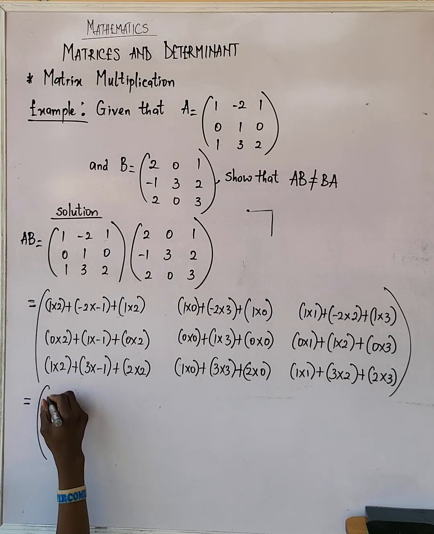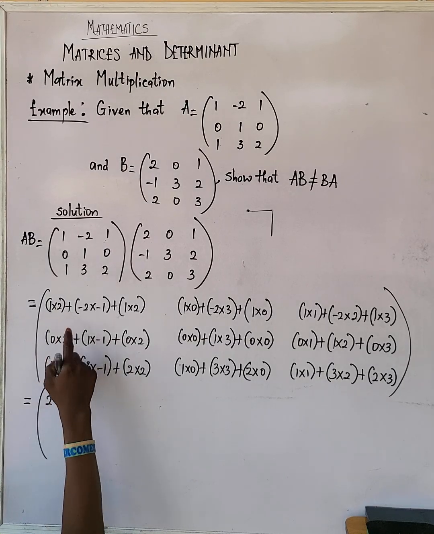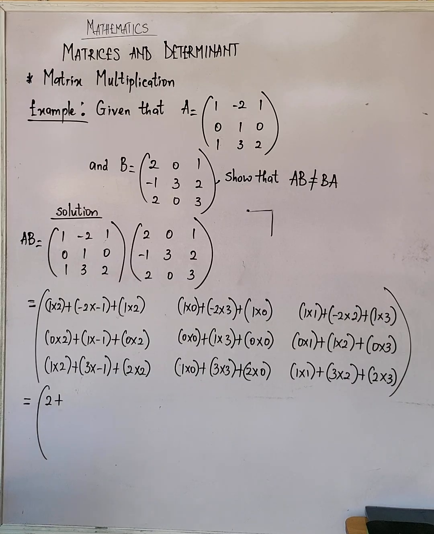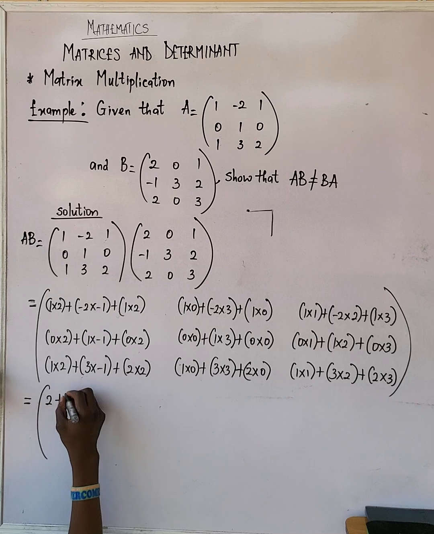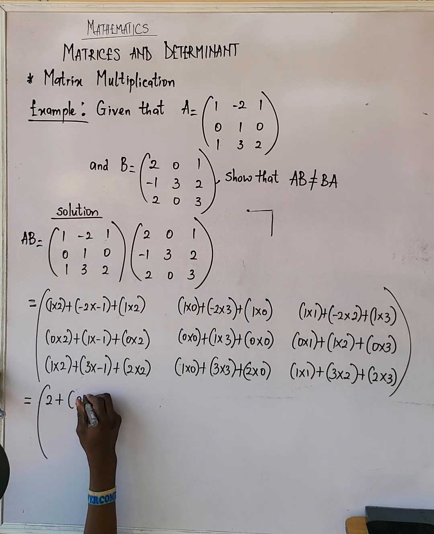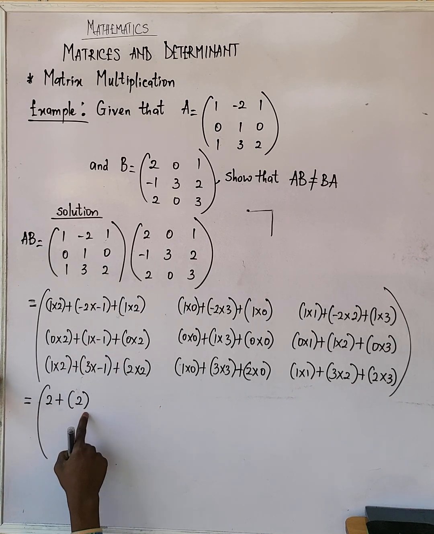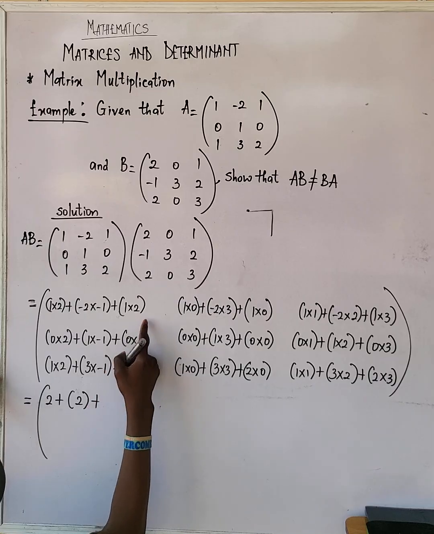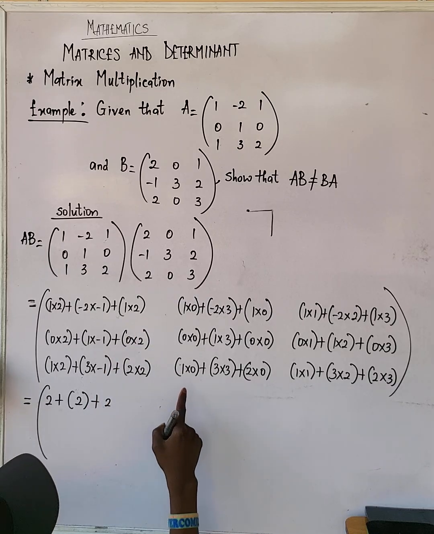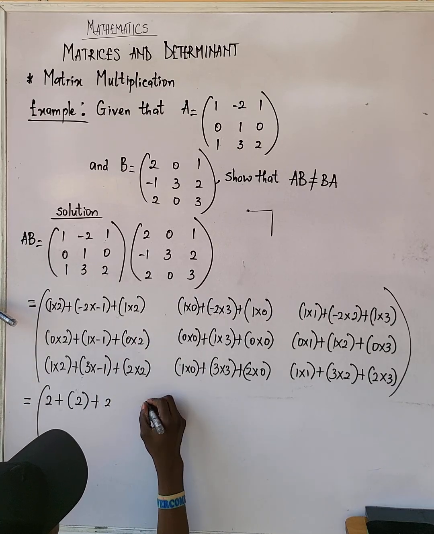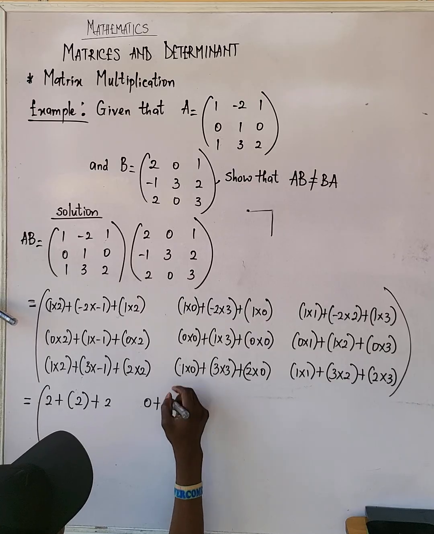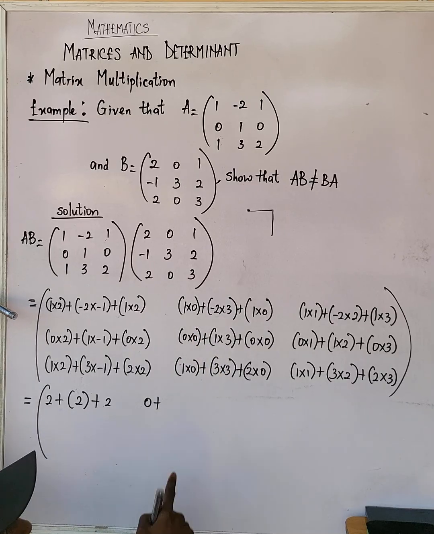So 1 multiplied by 2 is what? 2. Then we put this plus. Let's do step by step. Plus minus 2 multiplied by minus 1. That's 2, right? Minus 2 multiplied by minus 1 will give us plus 2. Then plus 1 multiplied by 2 is what? 2. So let's come for this. 1 multiplied by 0, 0. We'll put the plus. Minus 2 multiplied by 3.